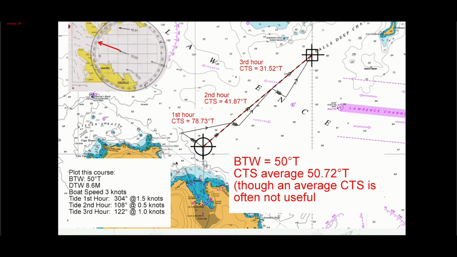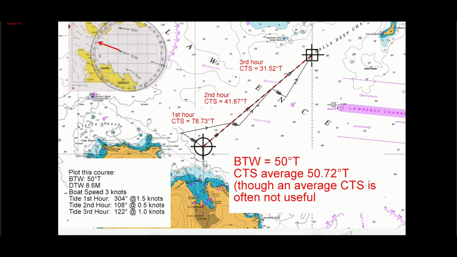So the first one, 304 degrees, 1.5 knots, and then you draw your water track, and then you get your course to steer, 78.73. Then we start again. So next one is 108 degrees. Remember, we've not had to guess 3 hours here. We're just doing 1 hour at a time. 108 at 0.5 knots, and that gives us a course to steer of 41.87 degrees.